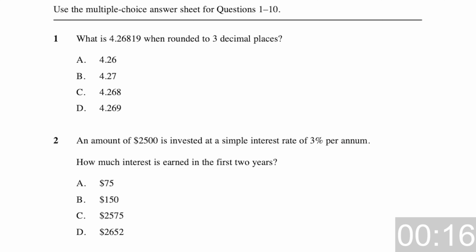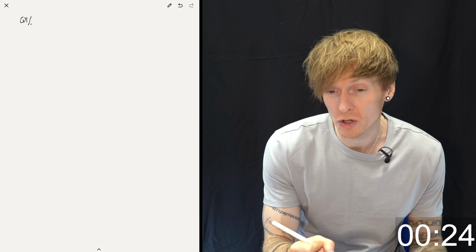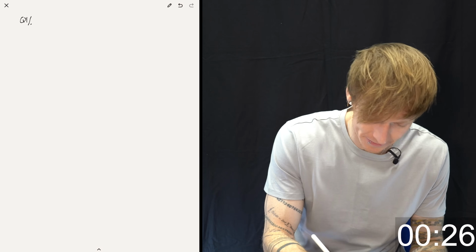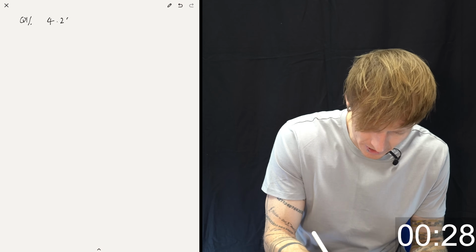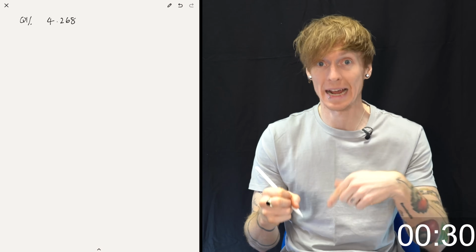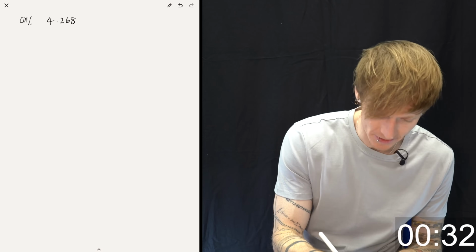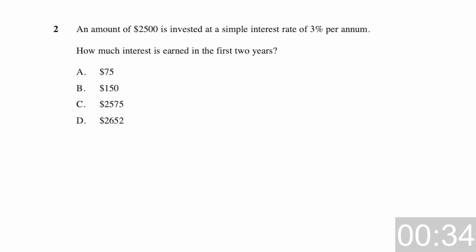Question 1. What is 4.268 when rounded to 3 decimal places? That would be 4.268, because we're going to go down, because then it's 19. Great.